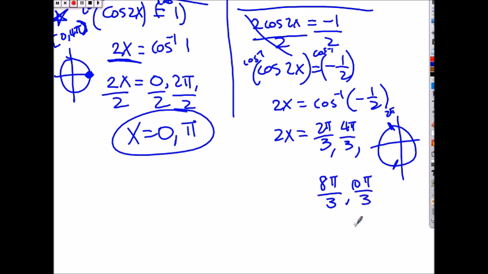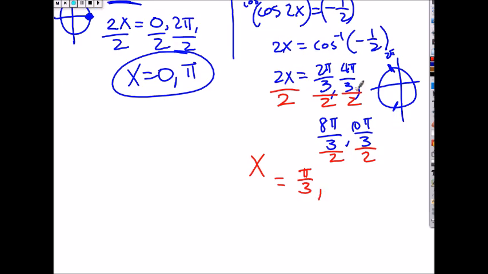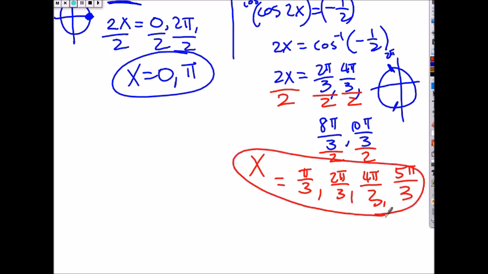That's not done, right? That's not it. You have to solve for x. That means you have to divide by 2 from all your answers. So I get x equals 2 pi over 3 divided by 2 is pi over 3. 4 pi over 3 divided by 2 is 2 pi over 3. 8 pi over 3 divided by 2 is 4 pi over 3, half of it. Half of 10 pi is 5 pi over 3. So here are your 6 solutions altogether. You can write them from least to greatest.